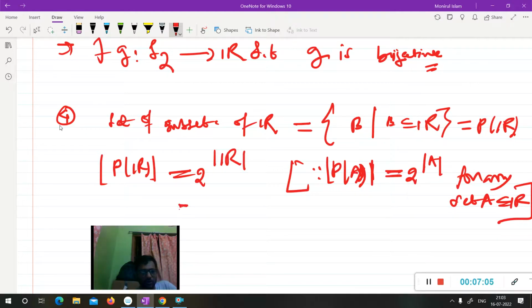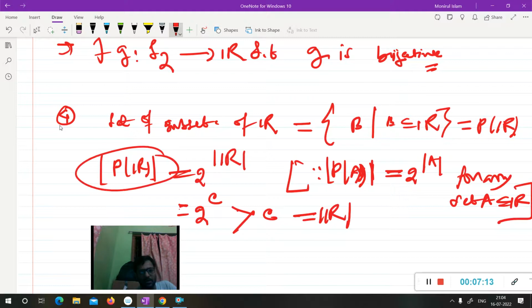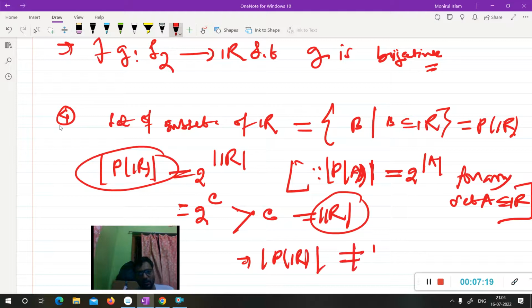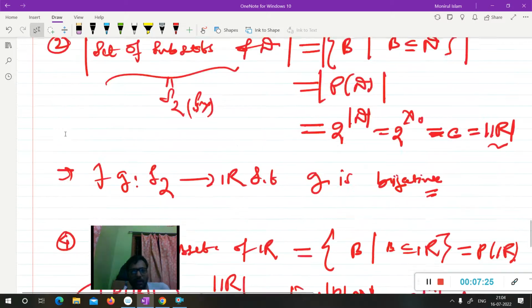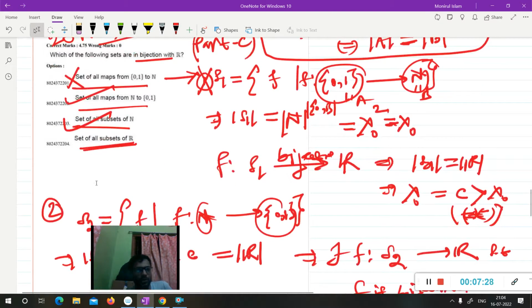So the cardinality of R is continuum, and this is 2 power continuum. Now 2 power C is always greater than C, and C is the cardinality of R. So the cardinality of the power set of R is greater than, not equal to, the cardinality of R. So there is no bijection between them, and this option is incorrect.